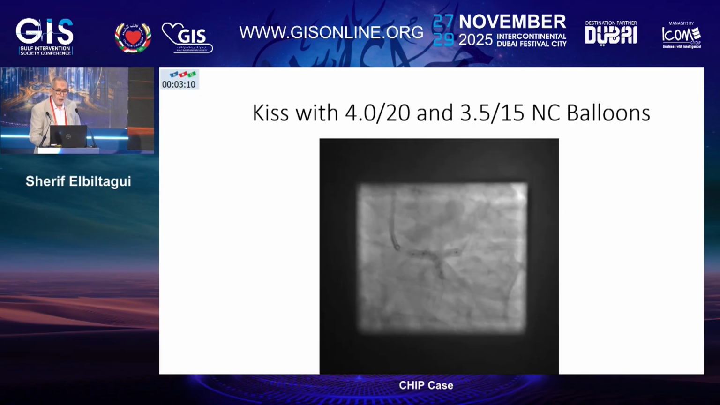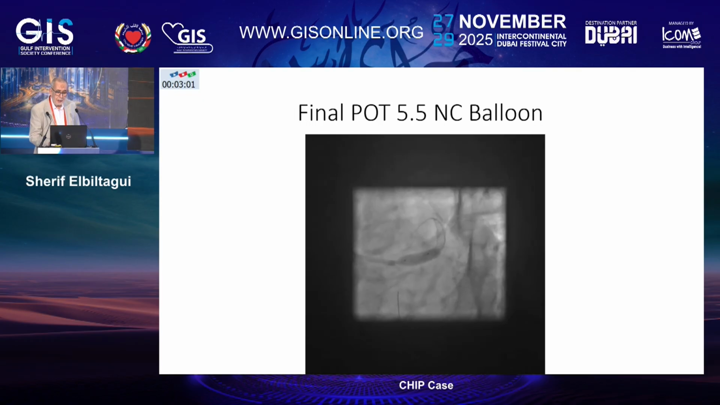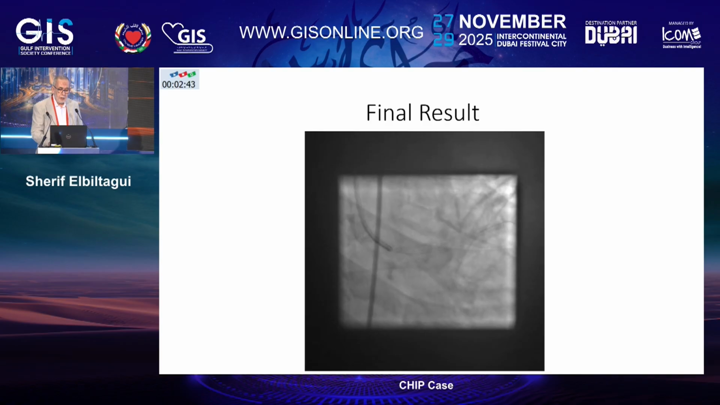And then kissing with adequately sized NC balloon. I didn't go to a very high pressure in the CX, but I did make a kiss with the 3.5 in the CX. And this is the final POT with 5.5, the largest NC balloon we have in the cath lab. So it's not easy to find such a size in our cath lab. But that's the final angiographic result.